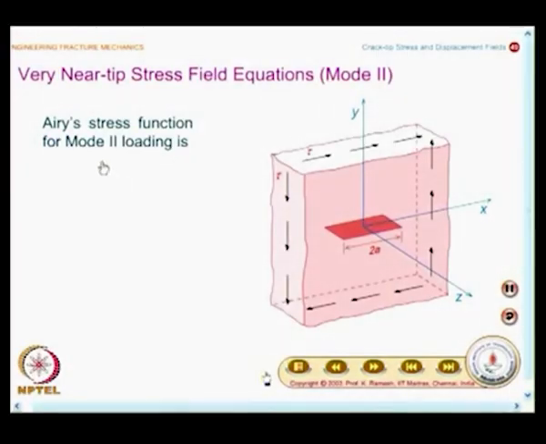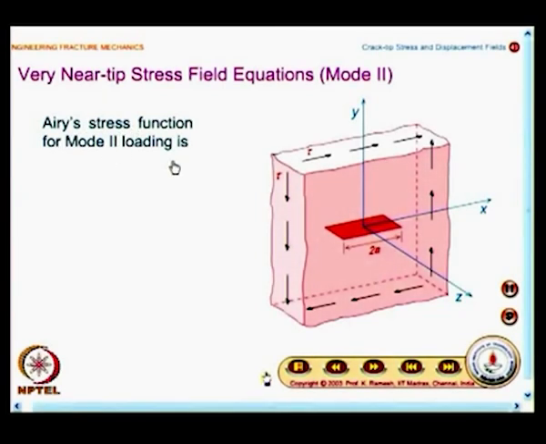This problem is very similar to what you could do for mode 1. We have already learnt exhaustively for mode 1. Here I am going to only mention the salient results. I am not going to derive them. You could take that as an exercise in your rooms and verify whether the final results are okay. And in all these problems, what is the first step? The first step is to know what is the Airy stress function for the problem.